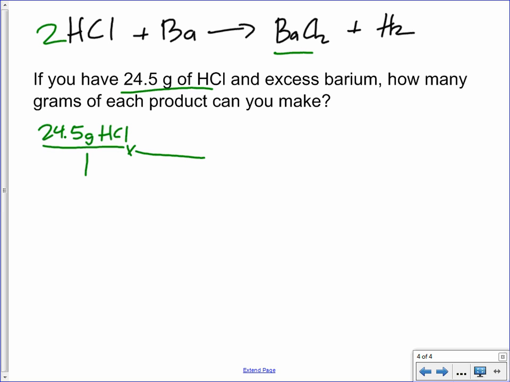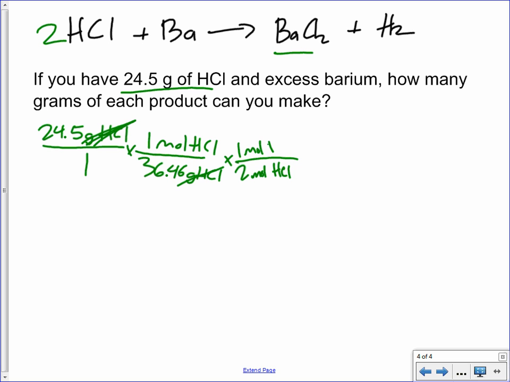So grams of hydrochloric acid. We're going to convert that to moles of hydrochloric acid first, using the molar mass. So the molar mass of hydrochloric acid is 36.46 grams in 1 mole. All right. Next step, convert that to moles of our product, which is barium chloride. All right. In this reaction, you have 2 moles of HCl for every 1 mole of BaCl2. Okay. And the final step, you're going to multiply by the molar mass of barium chloride, which, give me just a minute to look that up.